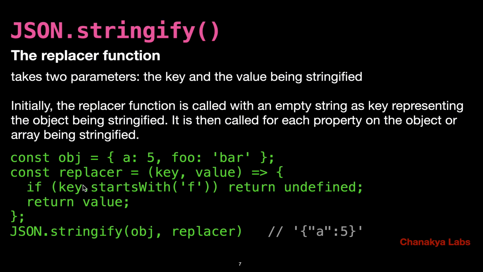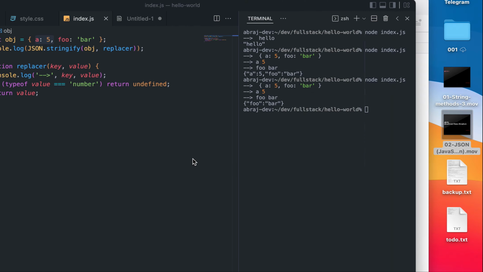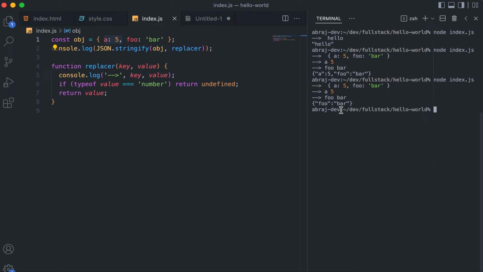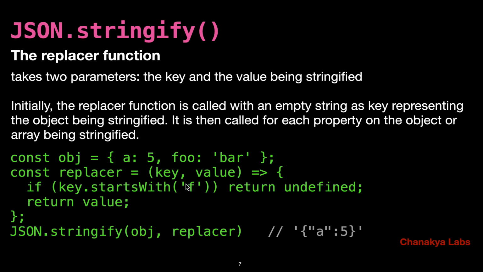And similarly here, let's say key starts with f. I'm not checking the value, I'm checking the key. And the keys will be a and foo; we can clearly see that a and foo are the keys, right? When key starts with f, which is the case here, then return undefined. So I'm saying don't include this, and that's why the answer is a5. So foo bar is deleted.